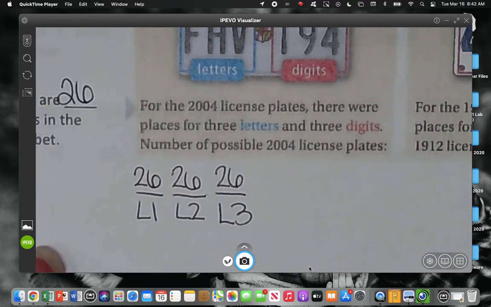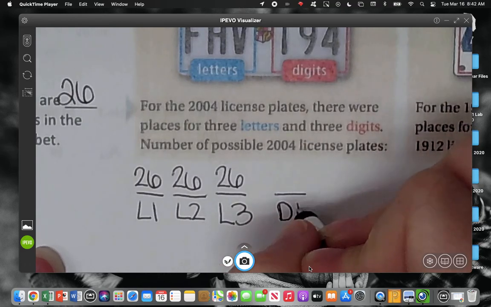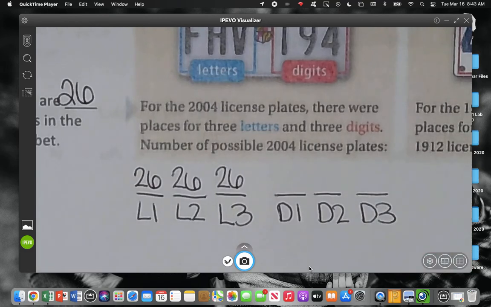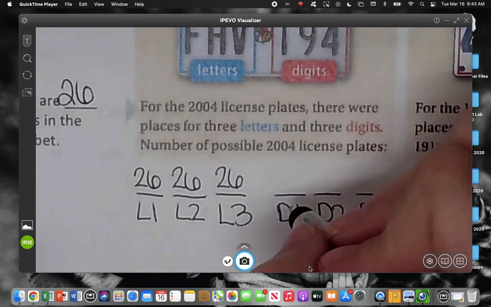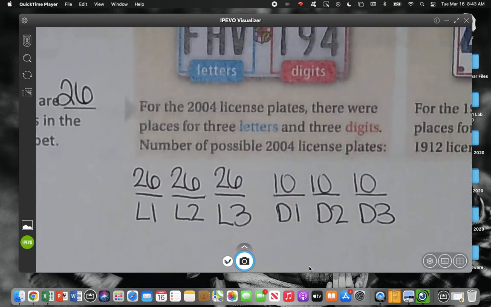All right, then the third part, or the second half, is the digits. Digit 1, digit 2, digit 3. Now, how many choices do you have for digits? 9. Not 9. Man. 10, because you have to include 0. So we have 10 choices for each one of the digits because repeats are okay. So if you multiply all of these numbers together, we're going to take 26 times 26 times 26 times 10 times 10 times 10. It gives you a pretty big number.